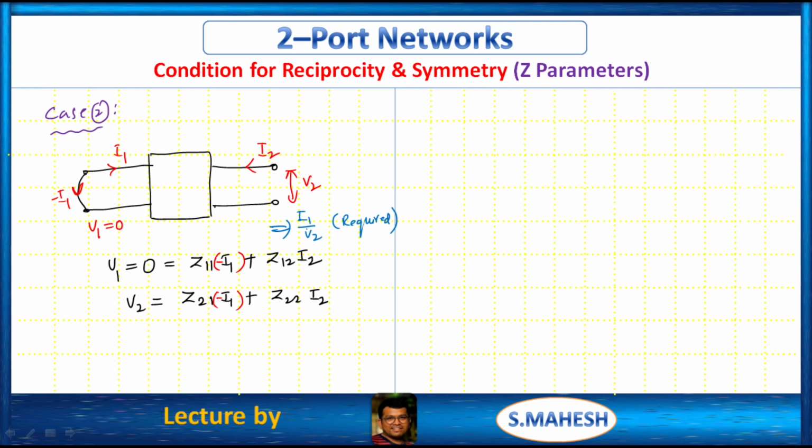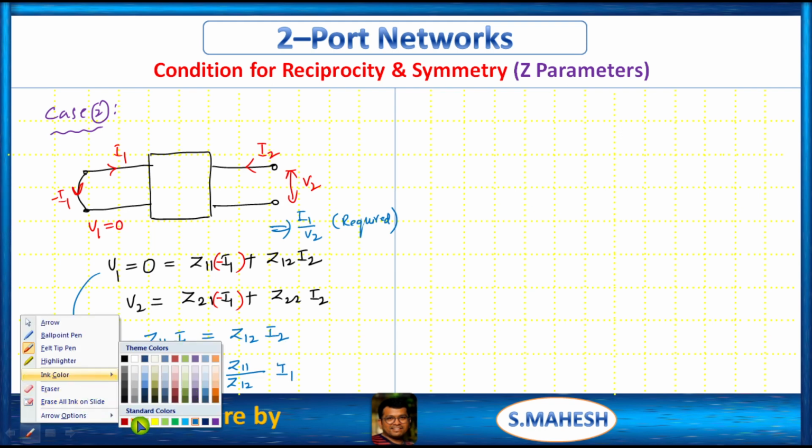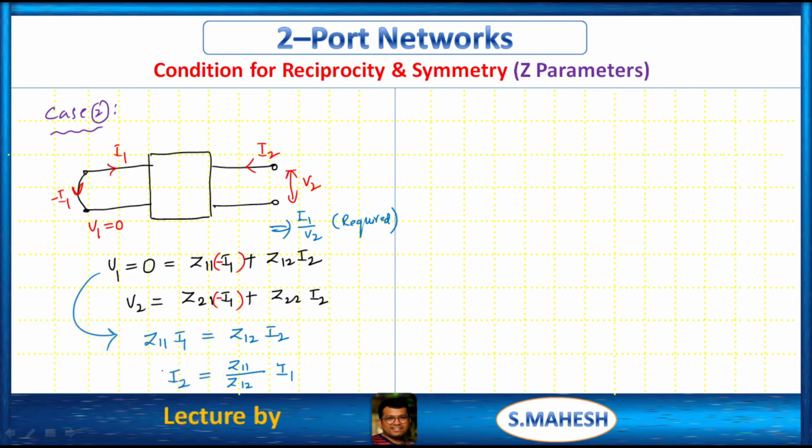So to get I1, we have to get the equation in terms of only I1 and V2. Therefore we have to replace the current I2. Since V1 is 0, from this Z11 I1 equals Z12 I2. Therefore I2 equals what? I2 equals Z11 by Z12 times I1. So we can substitute this value into this equation.